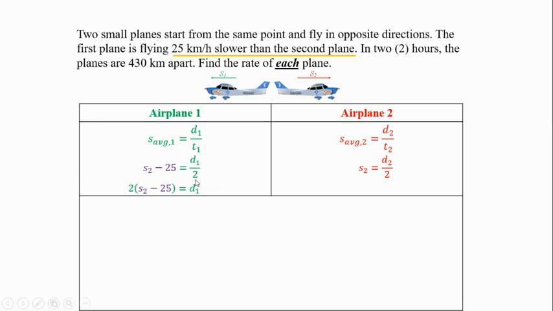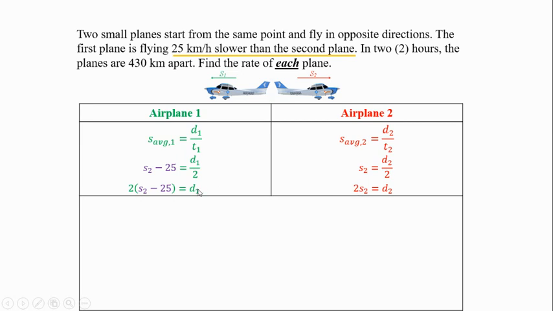So that would suggest that you need to solve for D1 on the left side. To solve for D1, multiply both sides by 2. So that's where my work looks like: 2 outside the parentheses here. I don't know what S2 is, I'll leave that alone, and then minus 25, because again, airplane 1 is moving at a rate of 25 kilometers per hour slower. And then on the right side, I will solve for D2 simply by multiplying both sides by 2. So it'll give us 2S2.